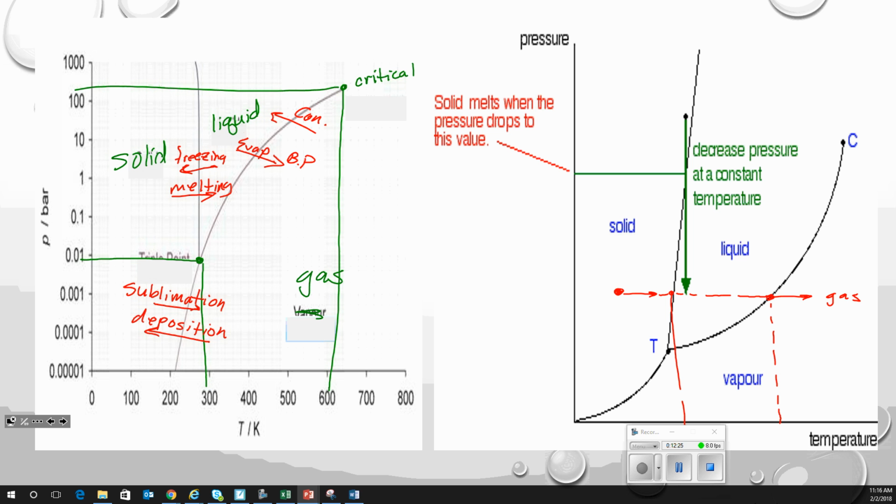What happens if they said increase the pressure? From that point right there, if I increase the pressure, what's going to happen? Stay solid. What if I decrease the pressure? Right here, at this pressure and at this temperature, I'm going to become a gas. Okay? So you need to be able to read the graph and tell me what's going to happen, using the correct words. Does that make sense? Okay.